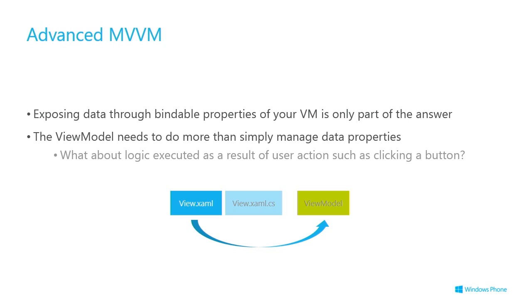Advanced MVVM, so just binding to properties actually for a lot of people is not quite enough. The view model needs to do more than simply manage data properties. It's got to actually handle actions as well. So when the user interacts with the UI and clicks a button or that sort of thing, any logic must not be in our view. So that also needs to be executed out onto the view model.